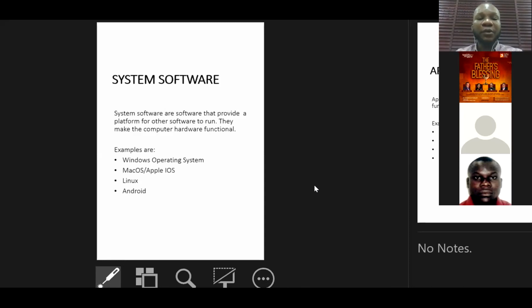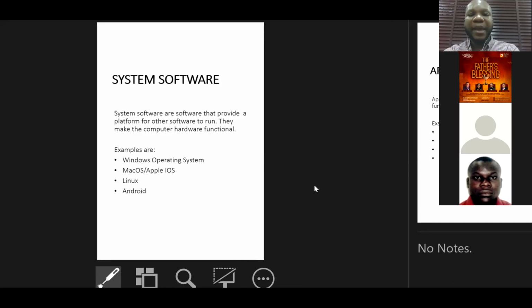Now, although you can install multiple operating systems into a computer, you can only use one operating system at a time on a computer. You can't use multiple operating systems at the same time in a computer, okay? But the other types of software will come later, let's exhaust the system software first. So system software provides a platform for other software, which are the application software, to run.